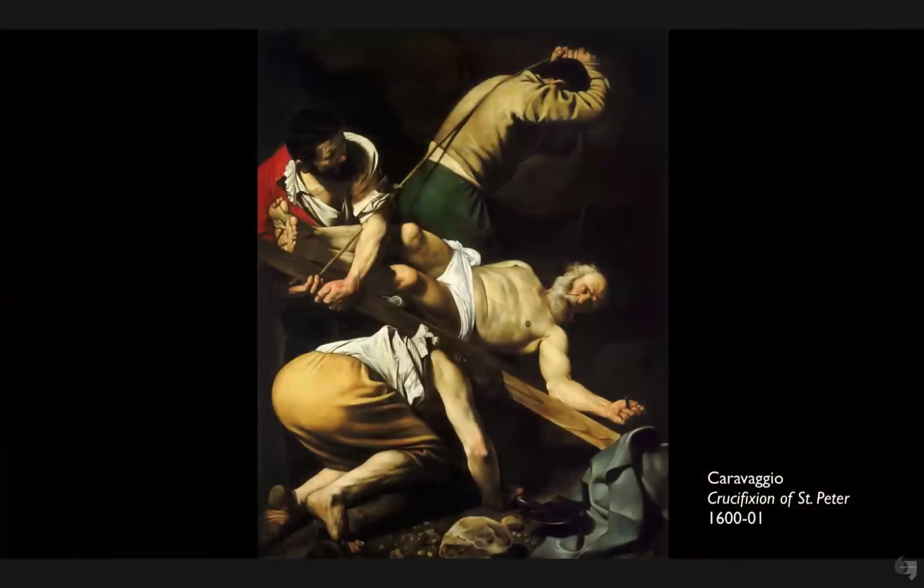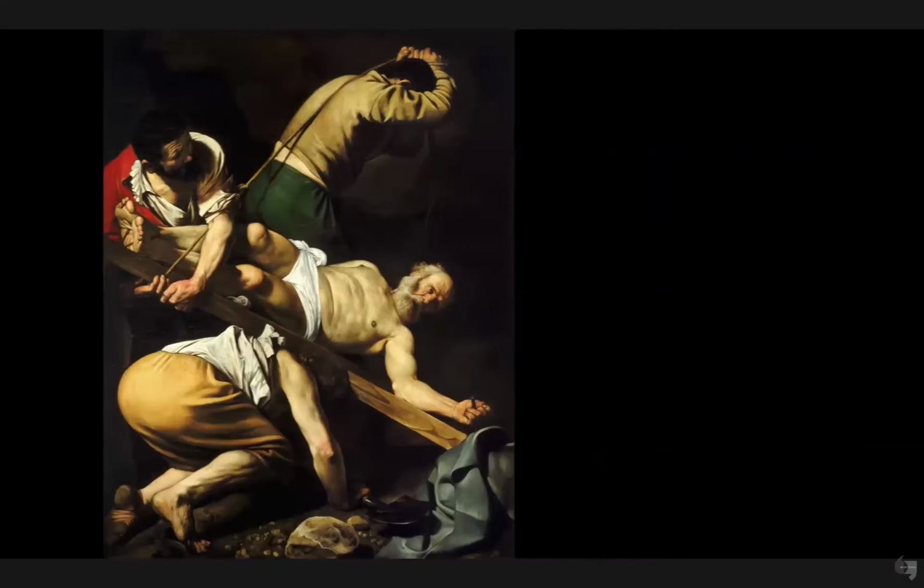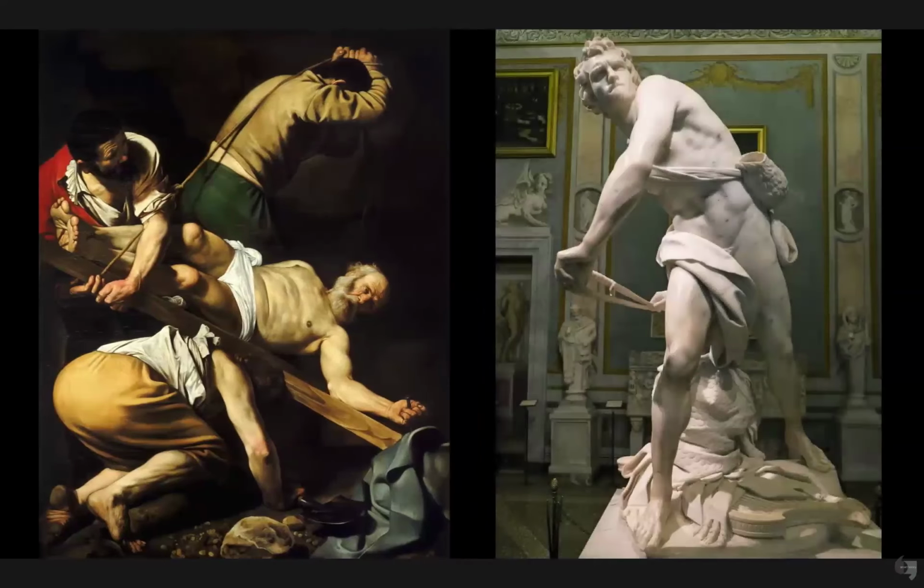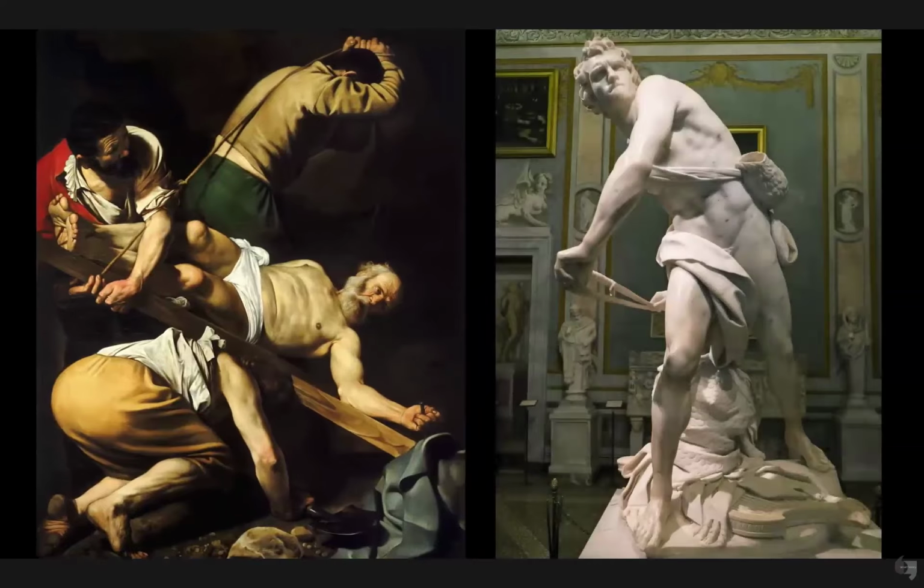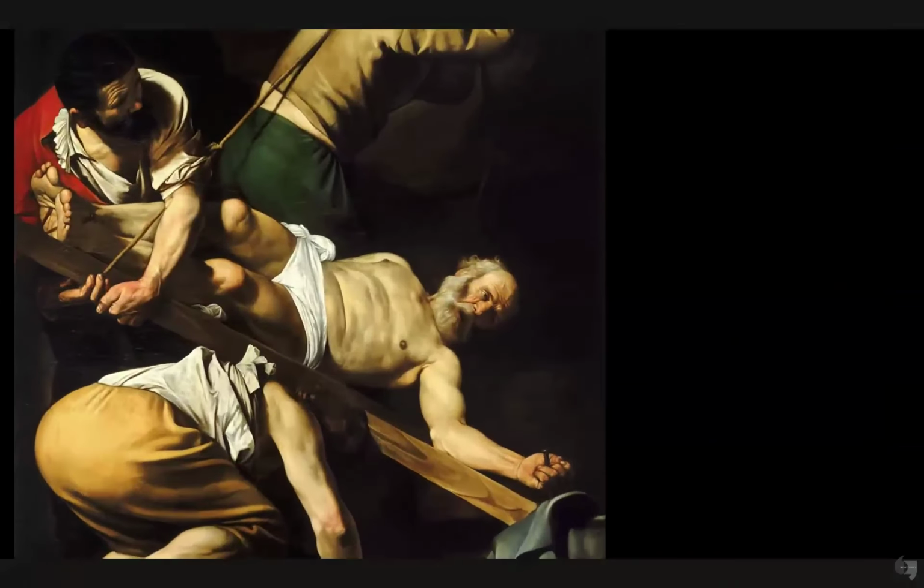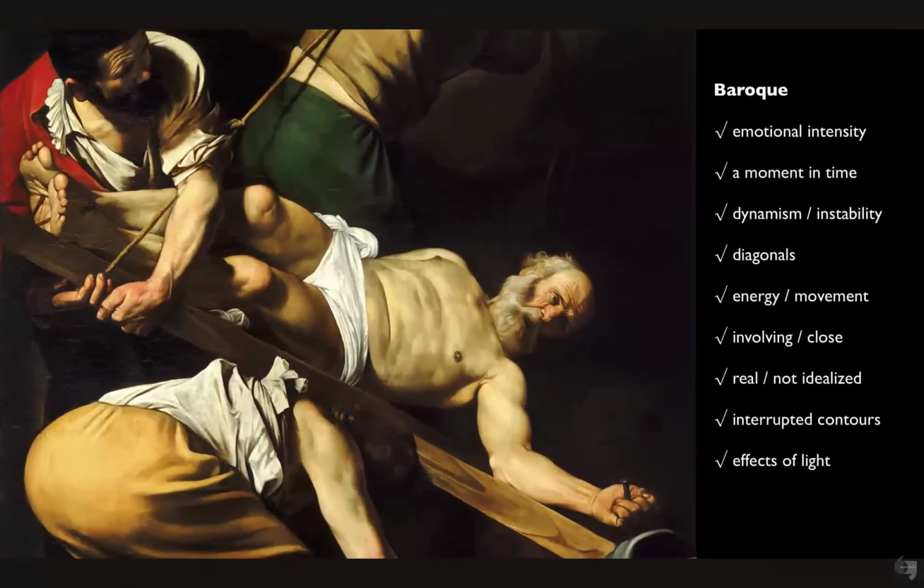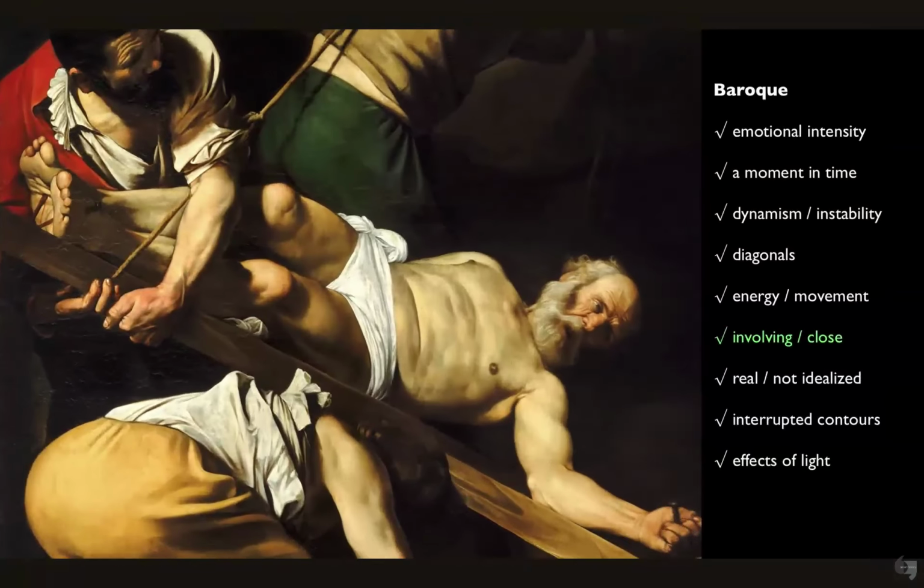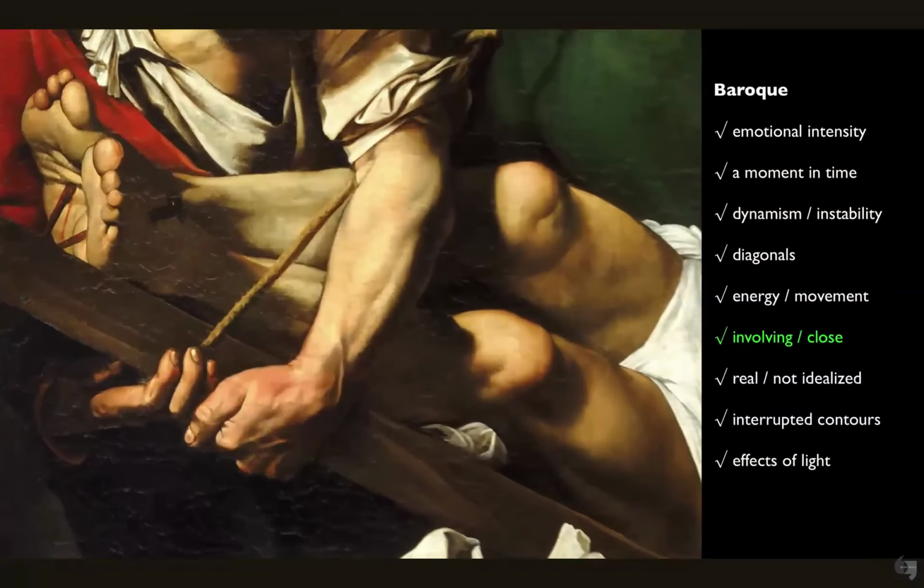One of the great examples is to look at the Italian Baroque painter Caravaggio. This is an amazing painting and incredibly powerful, very much like Bernini's David. We're confronted with something very close to us. Here is St. Peter, who asked to be crucified upside down because he said he wasn't worthy to die the way that Christ had died. So here we see Peter nailed to the cross. The bottom of the cross almost feels like it's so close that we could touch it.